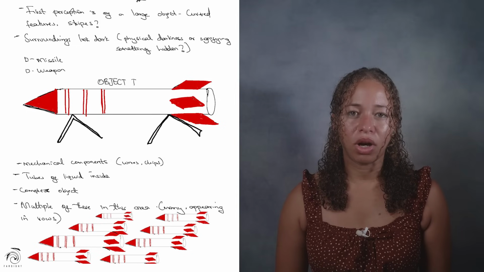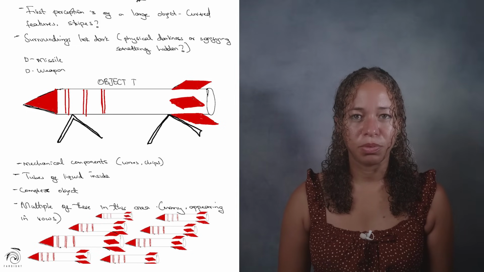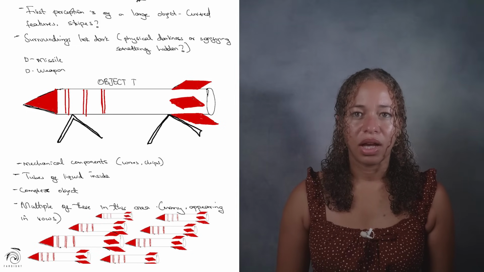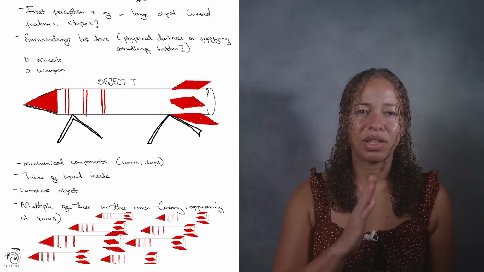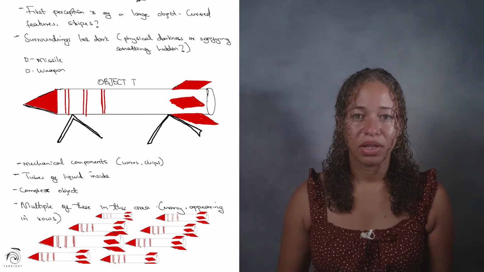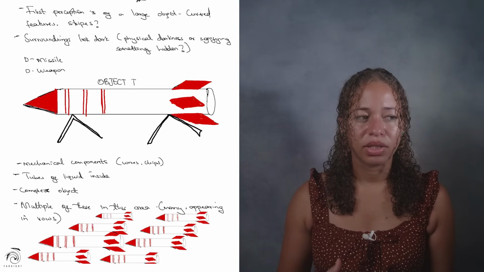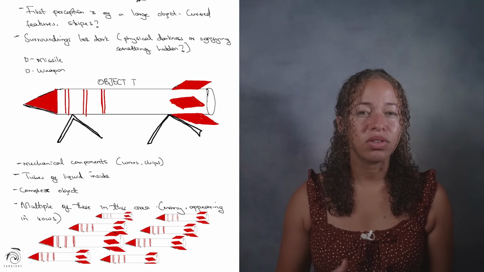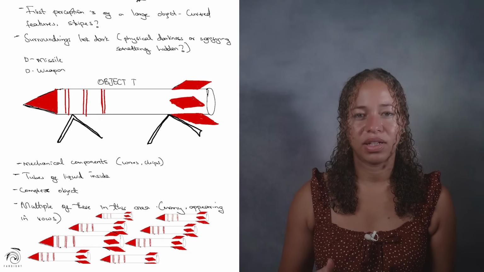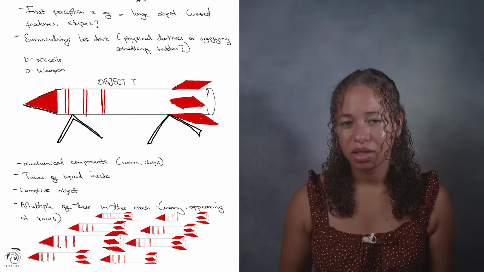All right, now moving to object T. My very first perception is a large object, curved like features. I think I'm seeing stripes on this as well. The surroundings where object T is looks dark, but now I don't know if this is physical darkness or if this signifies something that is hidden.